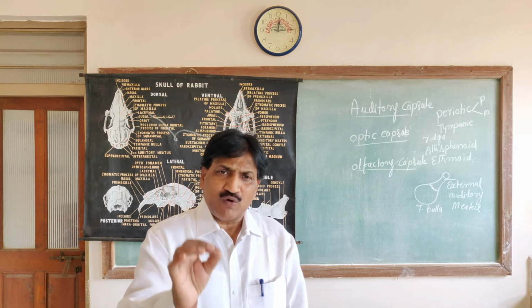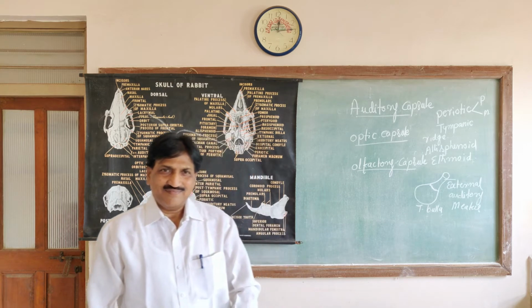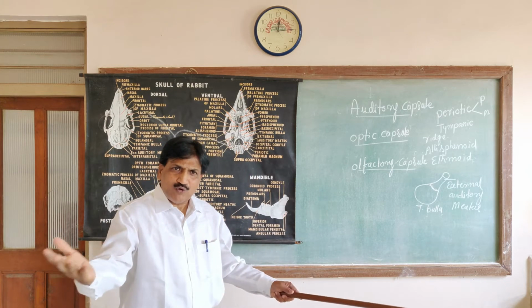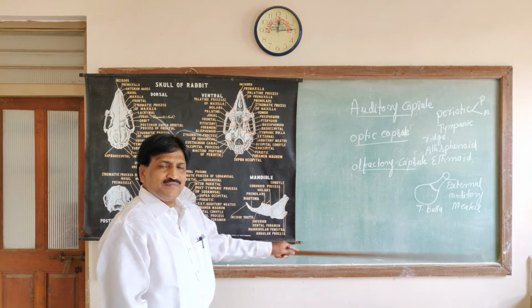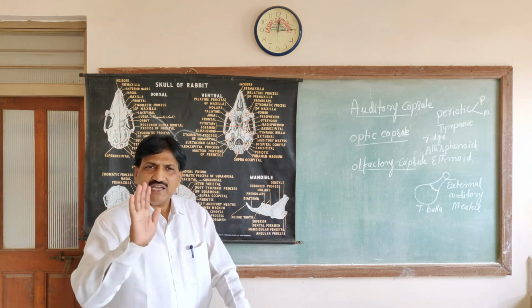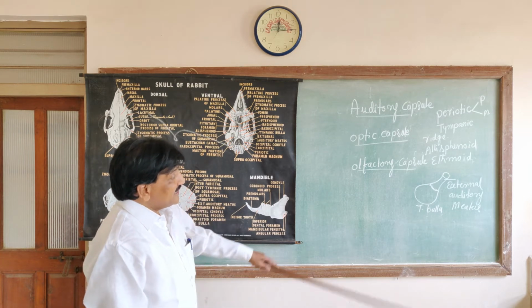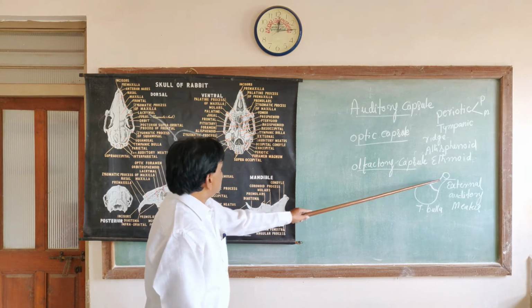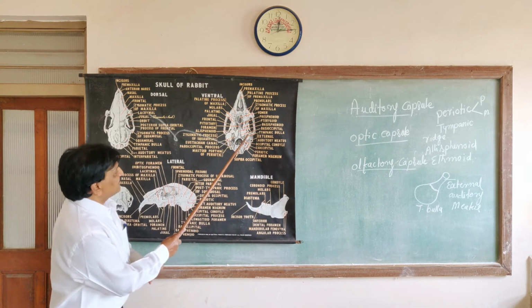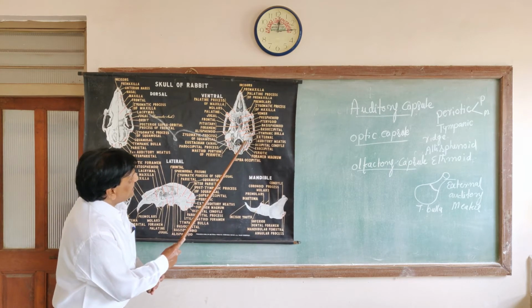Tympanic bone is one that comes under the auditory capsule. What is the shape? How to identify it? It is a flask-like structure. It has two parts. For example, on the ventral side there is the presence of the tympanic bone.